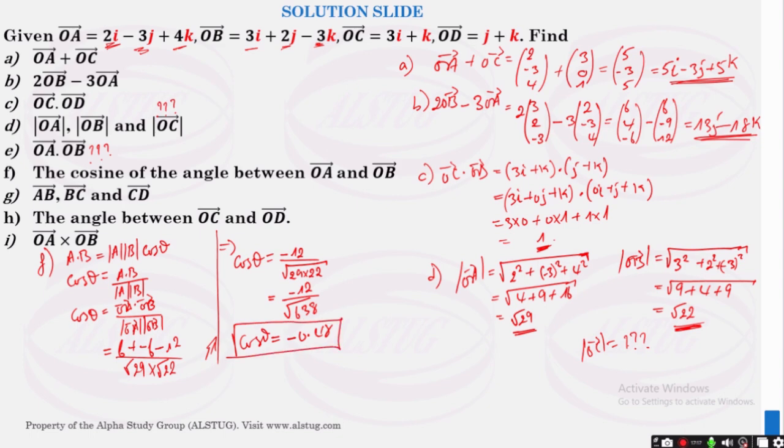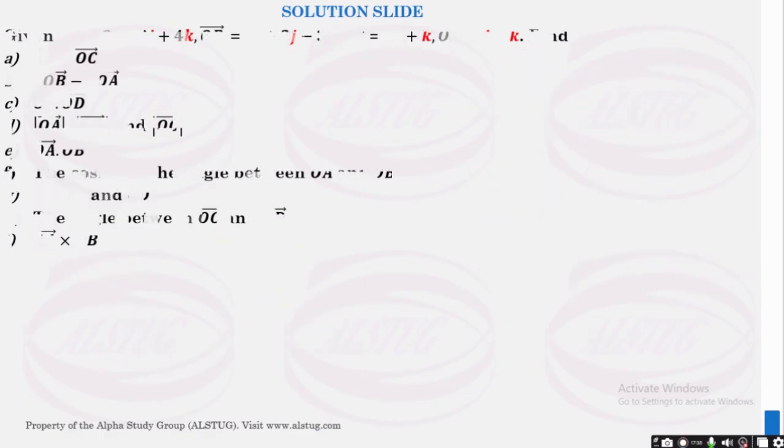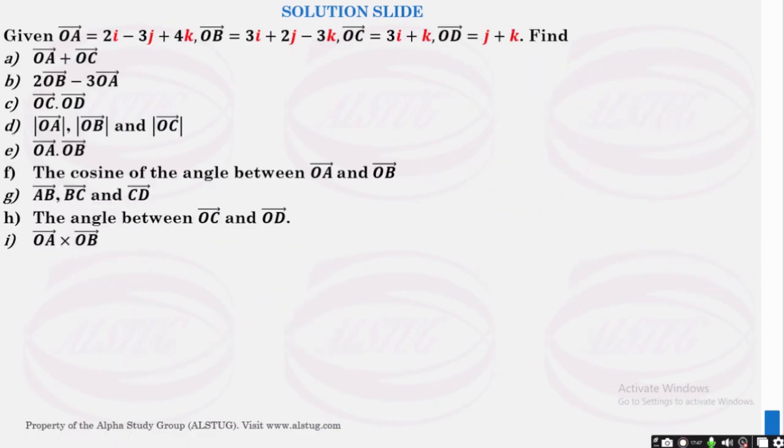The question says we should find the cosine of the angle between them. So the cosine of the angle, cos theta, is equal to negative 0.48. That is the solution there. We're going to find the angle itself. Now, question G. For us to do question G, we are going to go to the next slide. We are out of space here. Now, on our new slide, question G, we are to find AB.